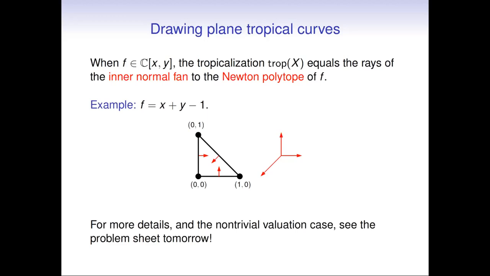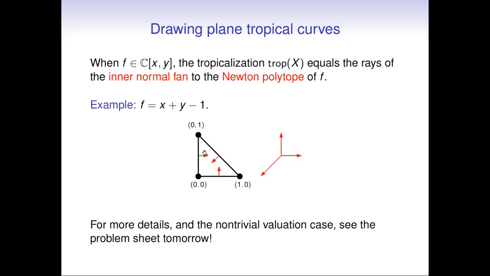And then another question was, is there a connection between toric varieties and tropicalizations? Absolutely. There's a very, very deep connection between these two stories, and there's a lot there. In the trivial valuation case, the rays always do go through the origin, yes. And maybe the question of how do we know this works? I think that's a question to look at in the problem sheet for tomorrow.